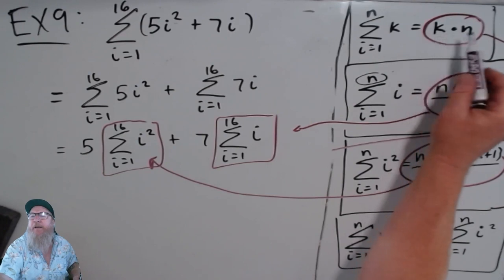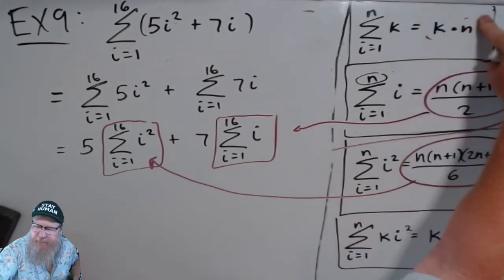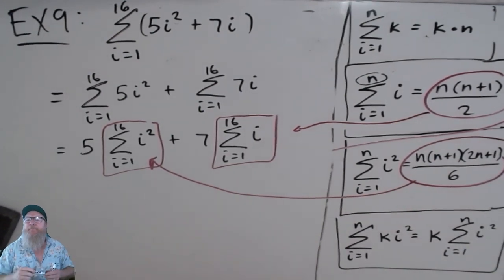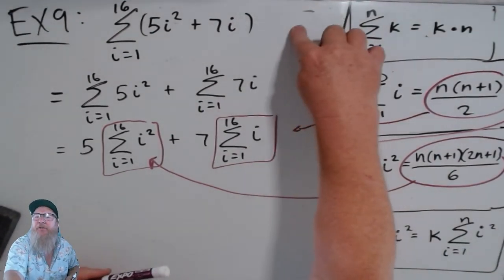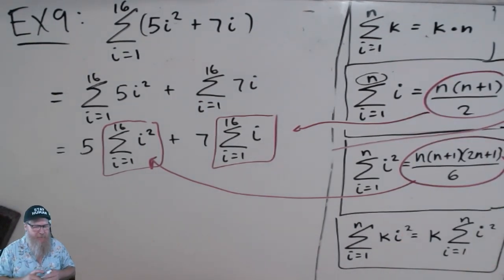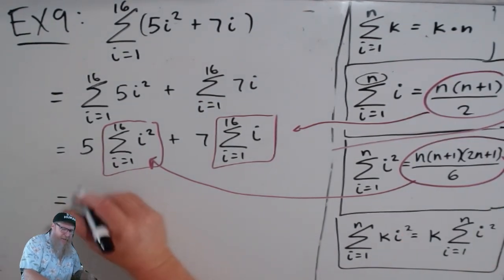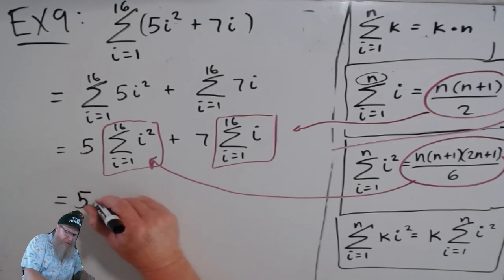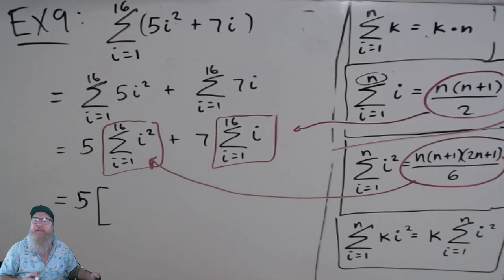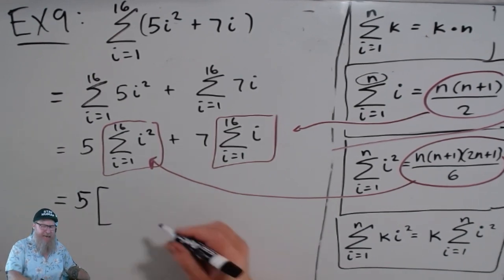And I guess we don't need this one for this example. We only need these two. Had there been a third term that was just a constant, then we would have used the other formula. So I put 5. And again, you can put a dot, or a bracket, or a parenthesis. I don't recommend using an X.